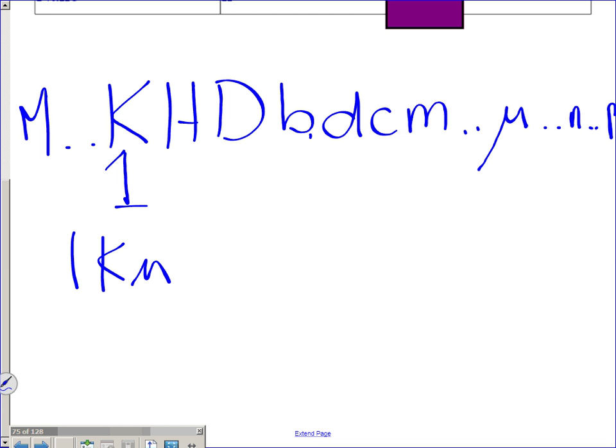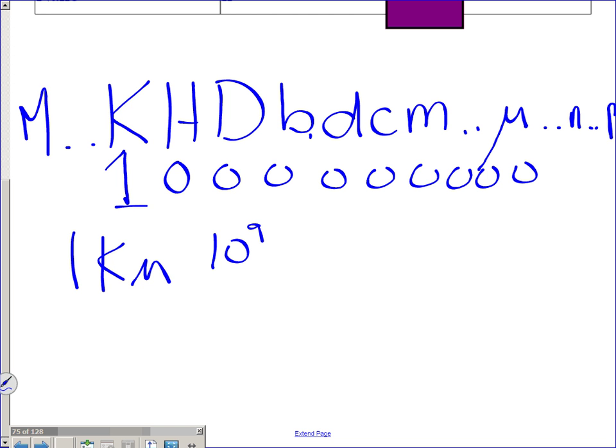And all you do to figure out how many micrometers are in there is you make zeros go all the way across, including the decimals. So that's 1, 0, 0, 0, 0, 0, 0, 0, 0, 0. How many zeros? 9. Okay. So that's 10 to the 9th. That means 1 kilometer has 10 to the 9th micrometers in it. That's a billion, I think, yeah. So this is your conversion factor.